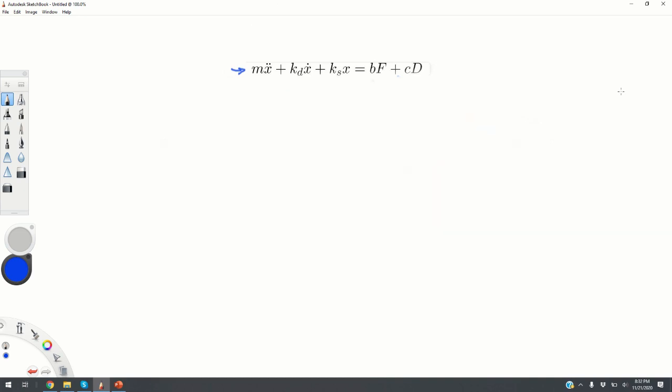Okay, so let's start. The first step is to divide this equation by m. As the result, we obtain this equation. The next step is to take the Laplace transform of both sides.